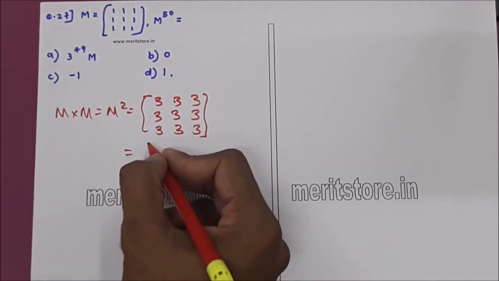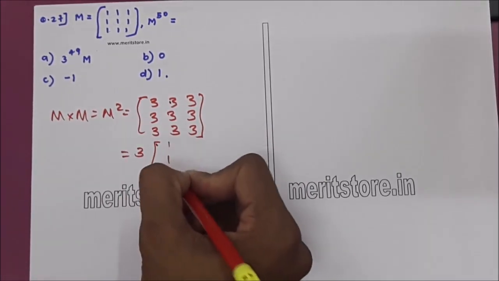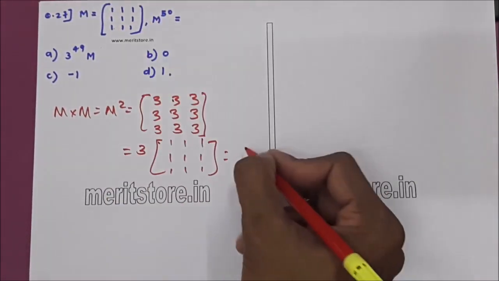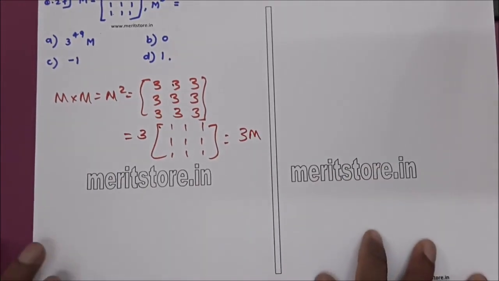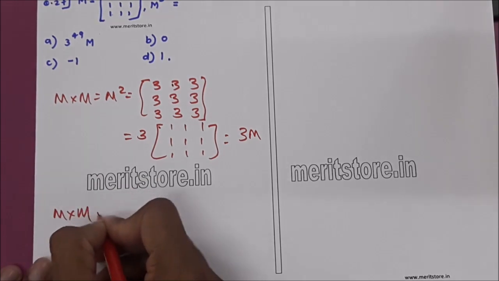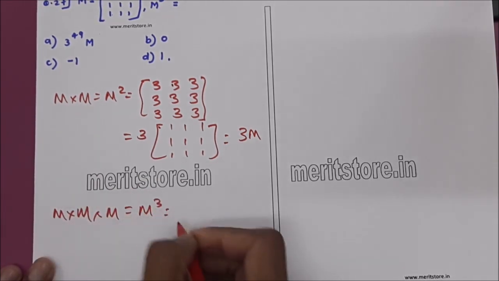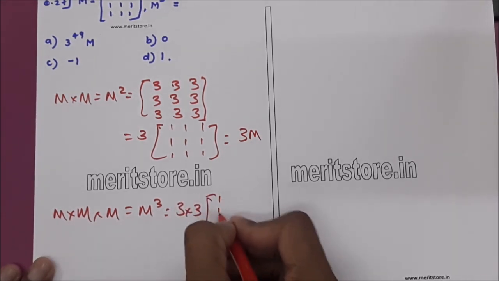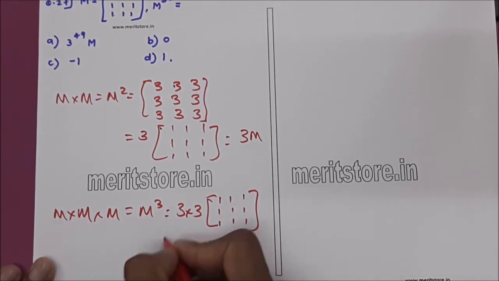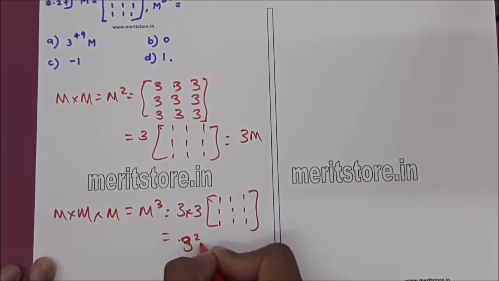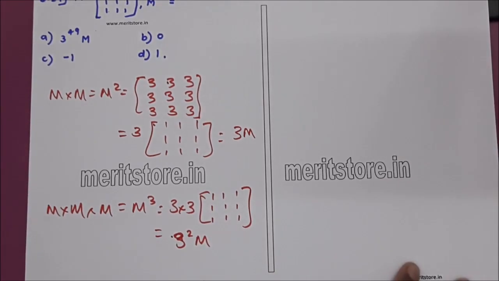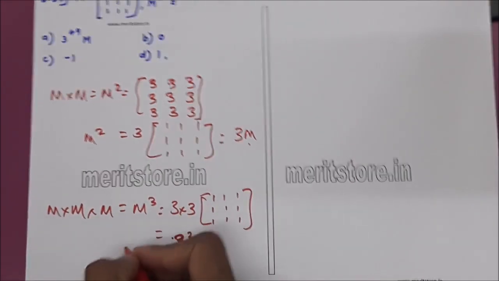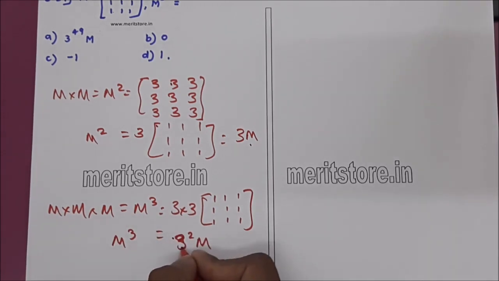That is, we take 3 common out, and we get the matrix of all 1s, which is equal to M, so we write it as 3 into M. Now if you multiply M into M, we get M square. So for that we can do 3 into 3 directly, equal to 3 square of M, that is 9M. So we conclude that when it is M square, we get 3M. When it is M cube, we get 3 raised to 2 into M.